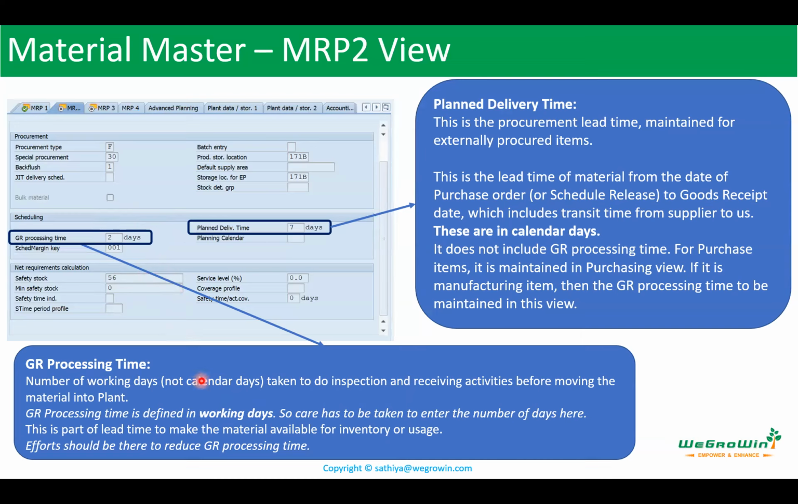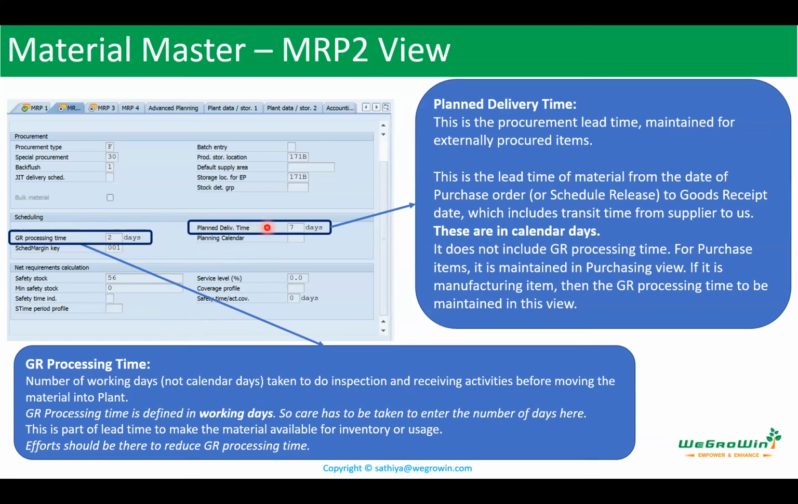And this is defined as working days. Goods receipt processing time is defined as working days. So what we defined here, the in-house production time, that is defined as working days. Planned delivery time is defined as calendar days. GR processing time is defined in working days. And again, these days will get added during the planning.